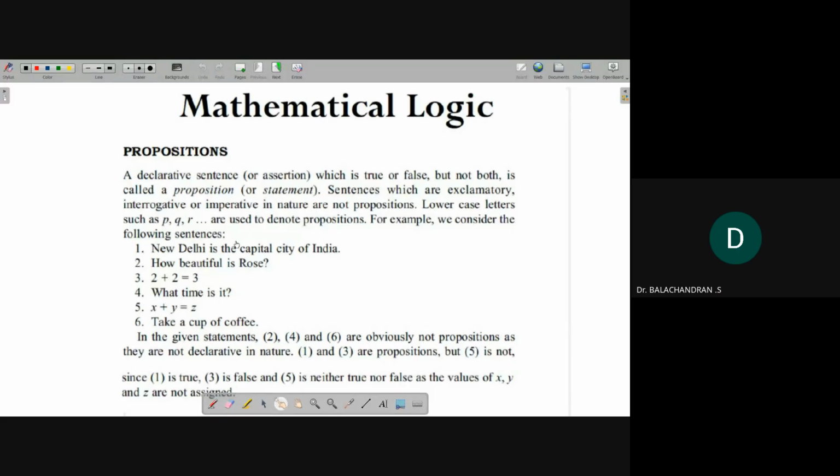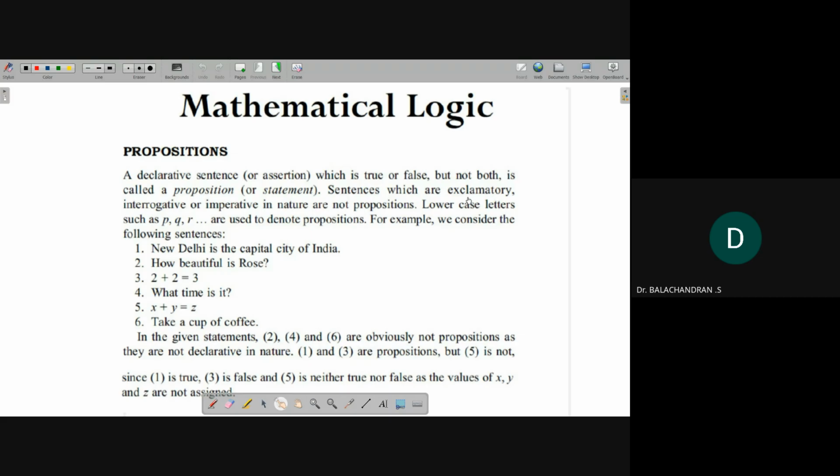So in this slide, I'm going to tell what is a proposition and what is a statement. Both of them are the same, proposition or statement. I gave some examples here. A declarative sentence or a declarative assertion, which is either true or false, but not both. Not both means it is not sometimes true and sometimes false. So either it should be true or false. That is called a proposition or statement.